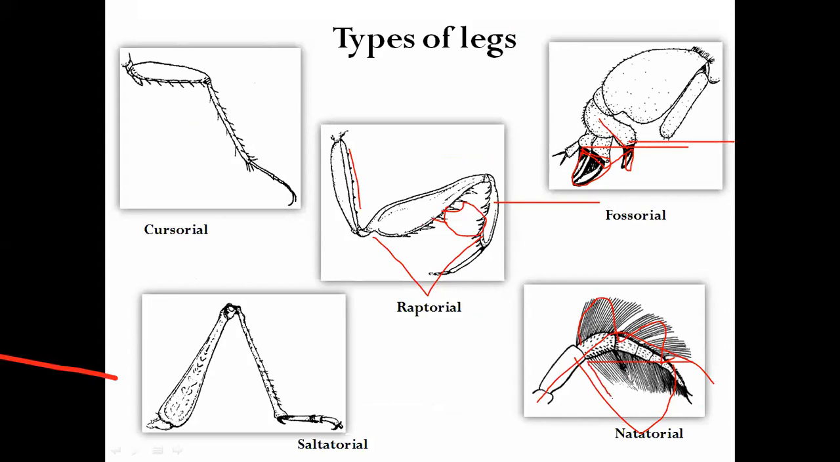Look, here there is a hairy structure which is useful to swim easily. That is called the swimming type of legs.